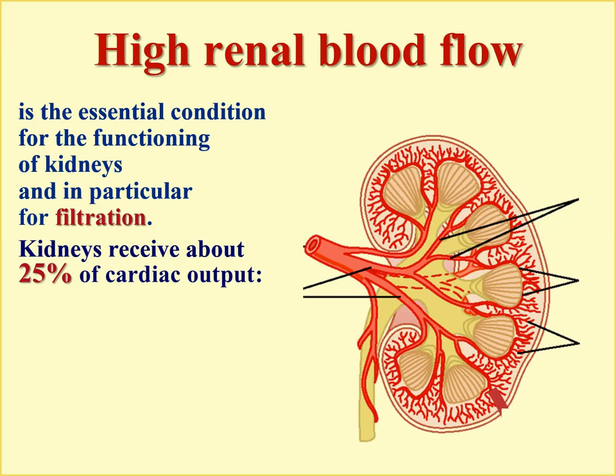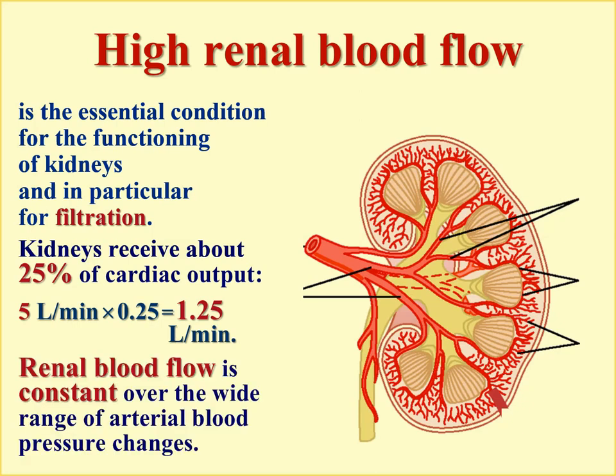So we can calculate: if we take 25% out of the regular average cardiac output of 5 liters per minute, it makes 1.25 liters, or at least, if 20% is taken, 1 liter each minute. This is the amount of blood that passes through the kidney each minute, about 1.25 liters. And this renal blood flow is rather constant over a wide range of changes of the general arterial, systemic blood pressure. This allows the kidney to have constancy of final excretion processes.